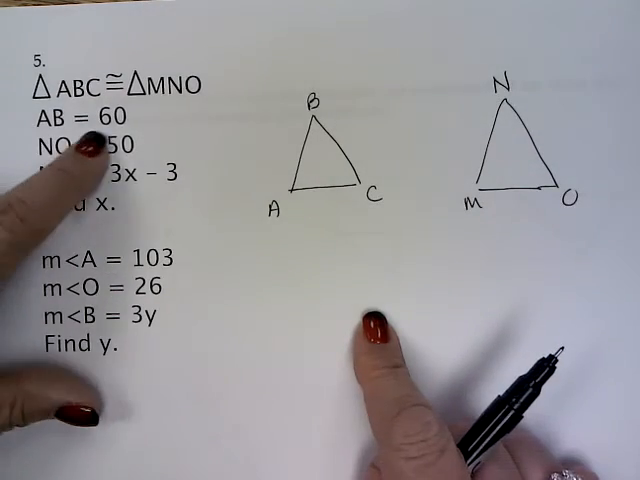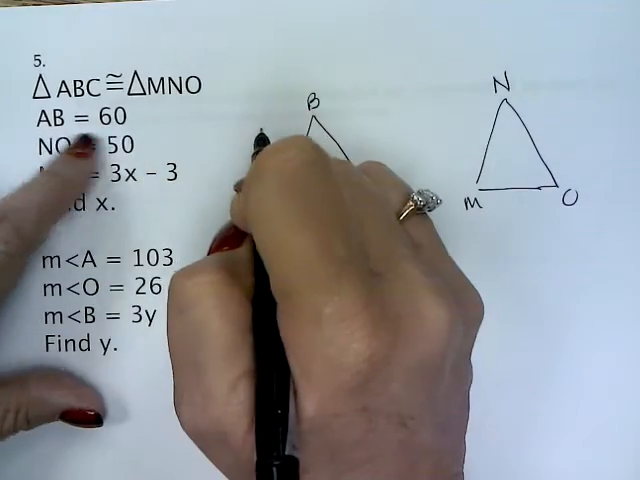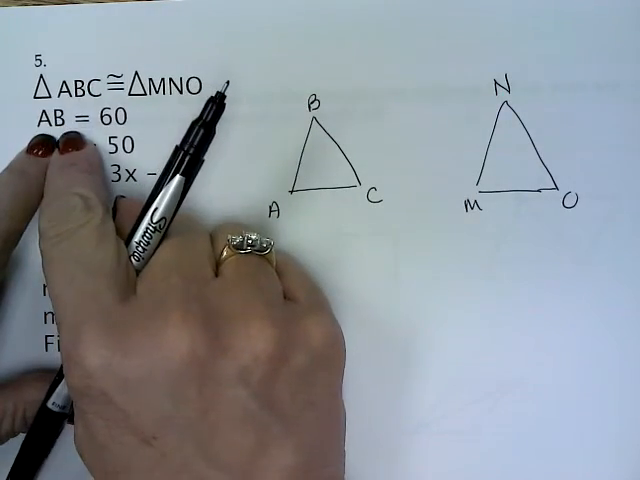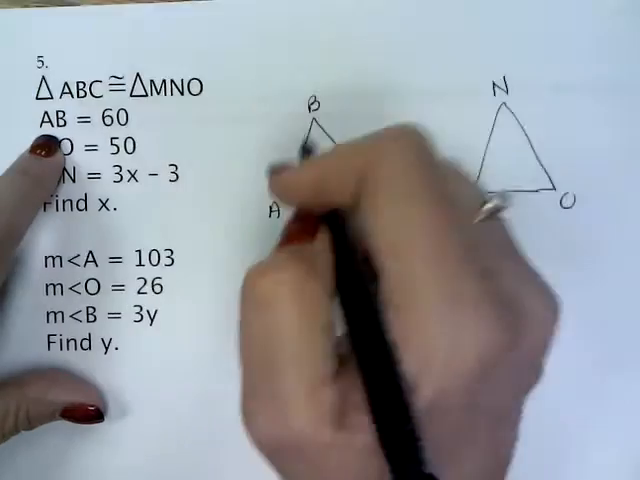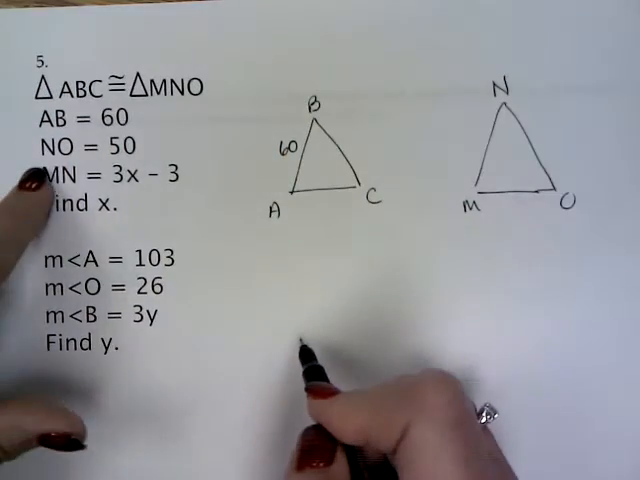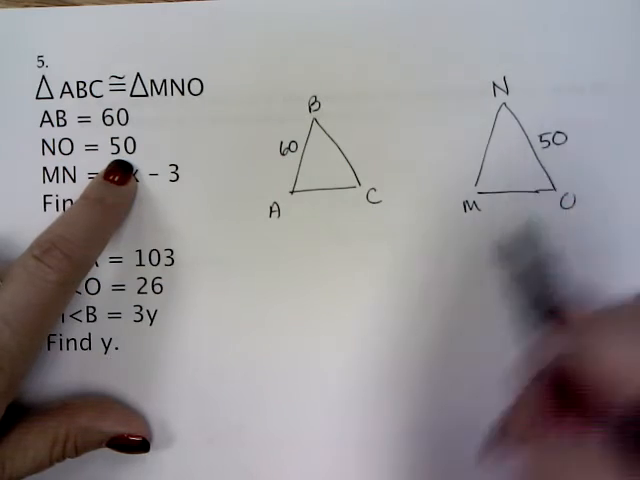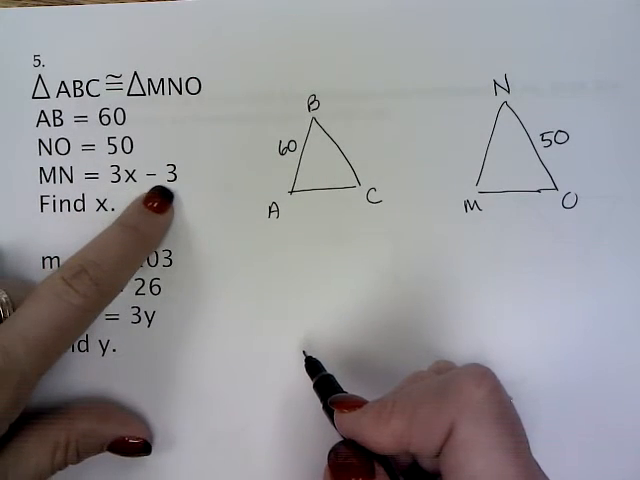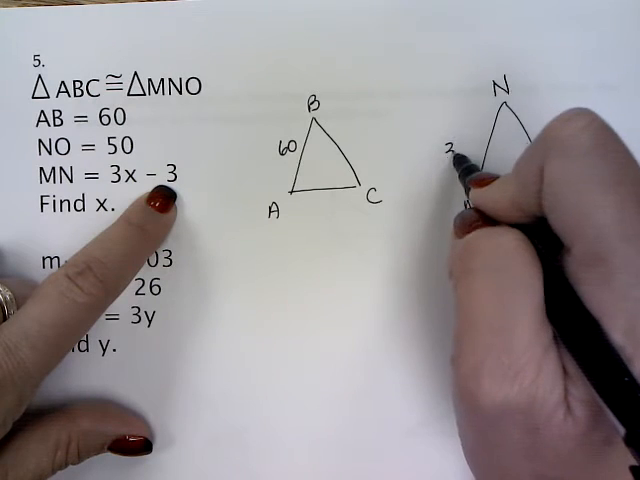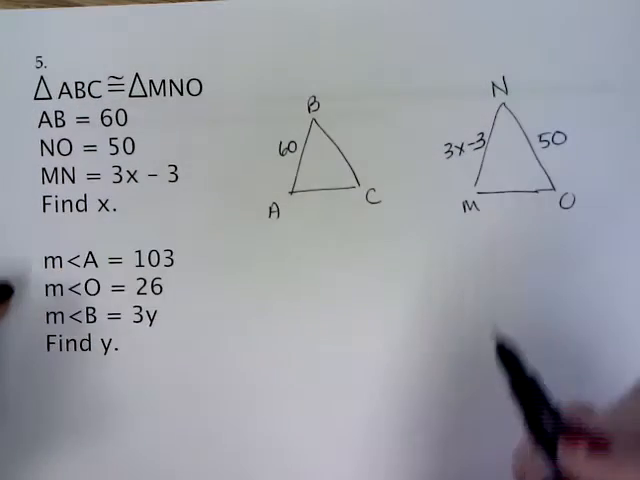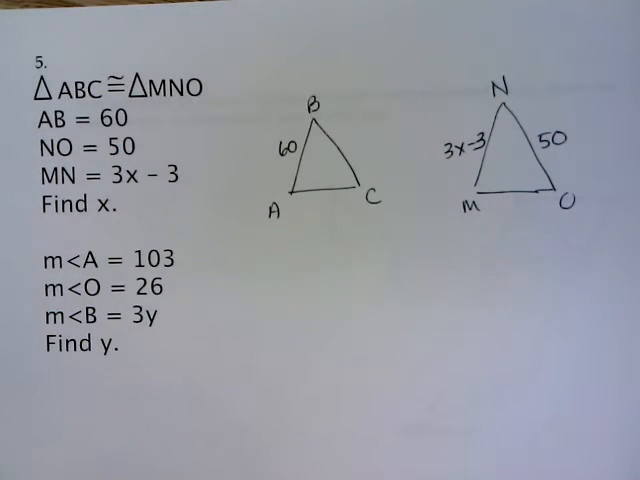So now it tells me AB is 60. Okay, it's AB. It's a distance on a side, outside. NO is 50. MN is 3x minus 3. And then these are angles, so we'll deal with those in a second.